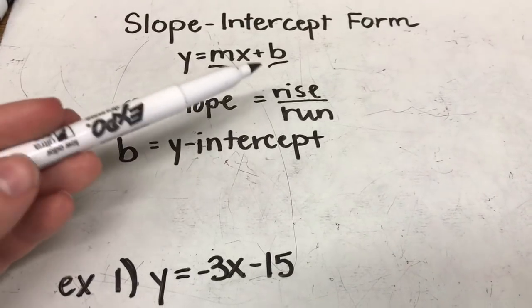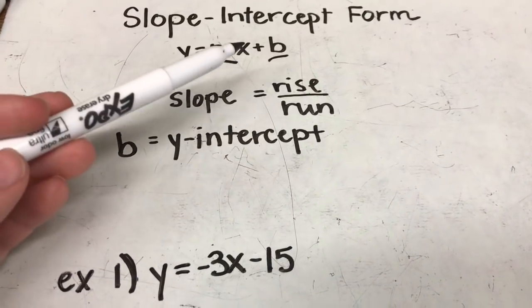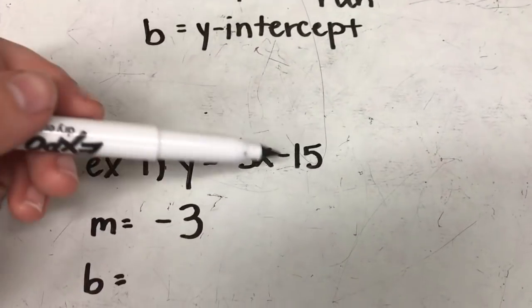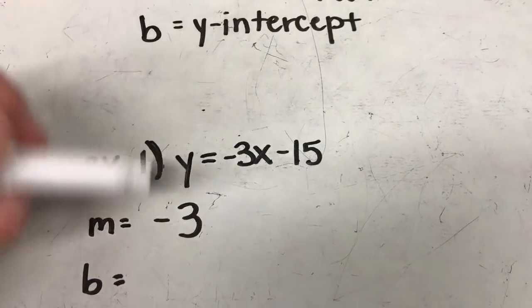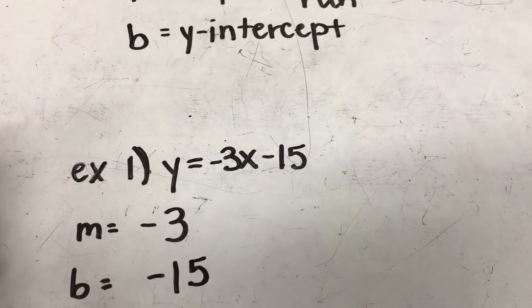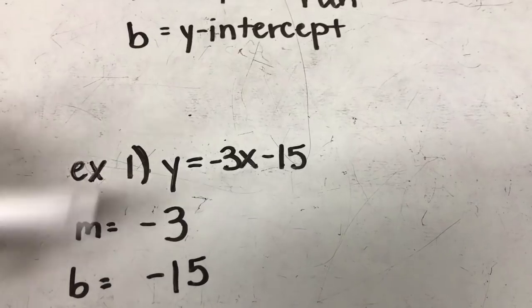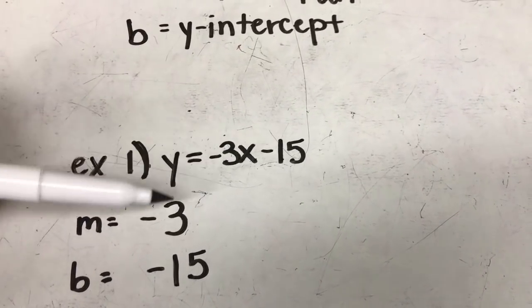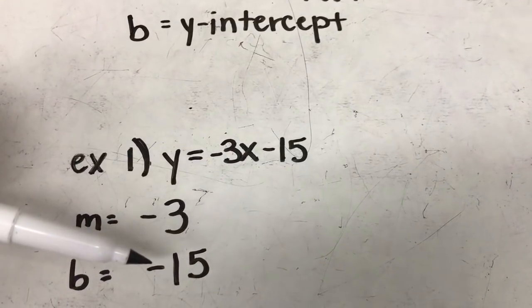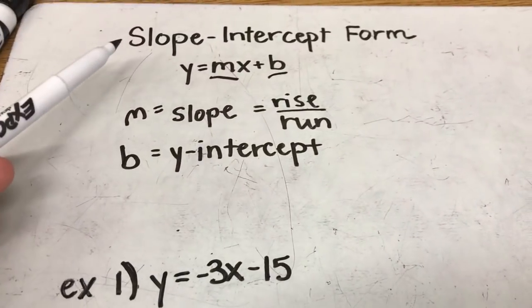What is our number that is separate from the x term, not attached to x? Our y-intercept here would be negative 15. Again, the number attached to x is your slope. The number separate from x is your y-intercept in slope-intercept form.